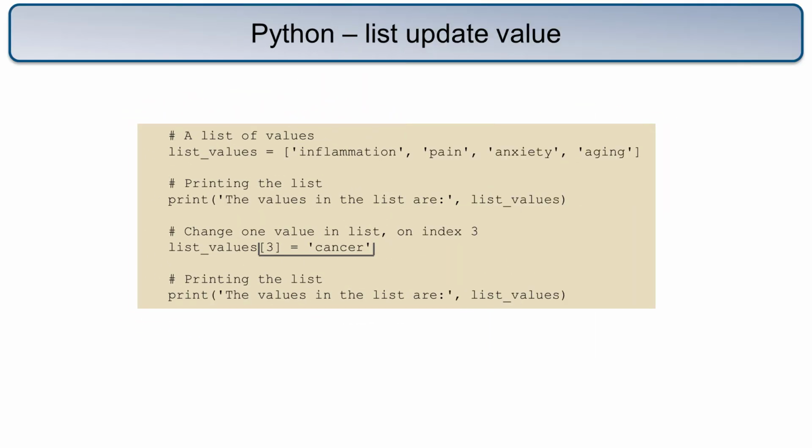It is possible to update one or more values in the list by using an index value and the assignment operator, like in the example on this slide. Here, the value on index 3 in the list is assigned a new value. That is, it was changed from the string aging to the string cancer.